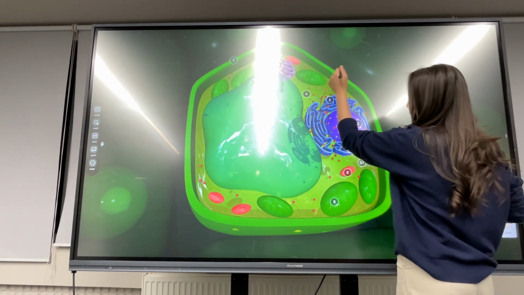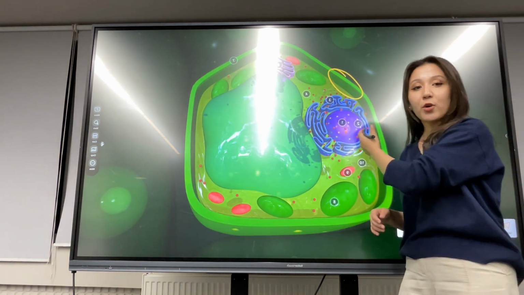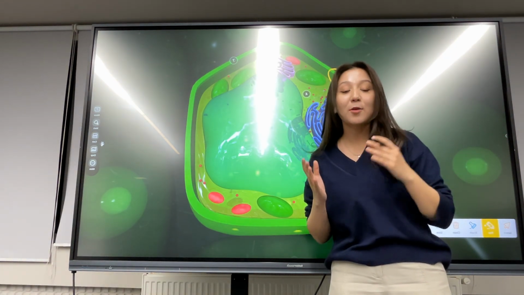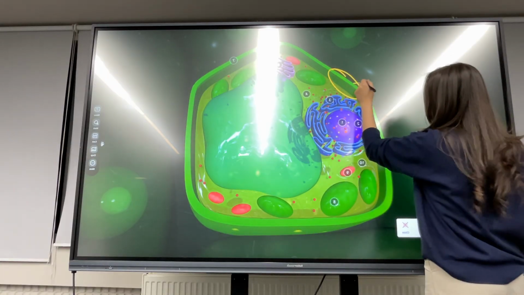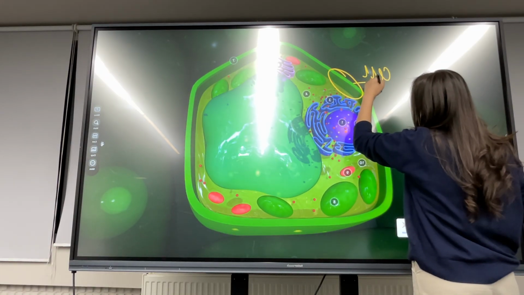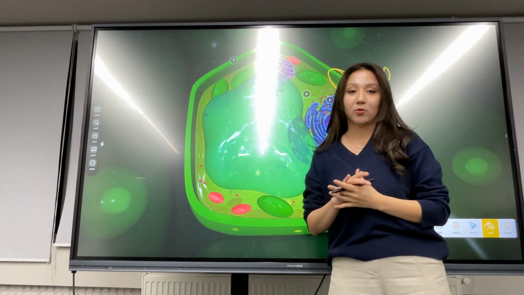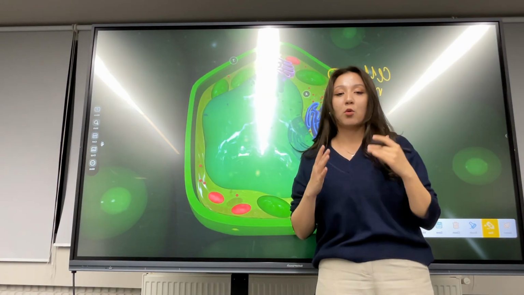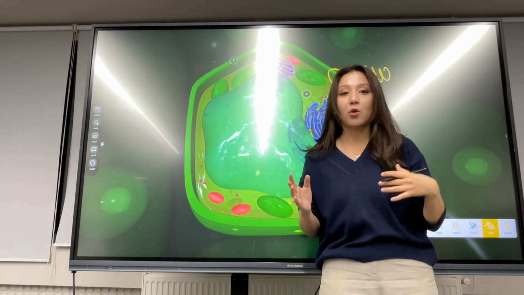From this picture you can see this outer layer of the cell called the cell membrane. Let me write it down here. The cell membrane is responsible for controlling what goes in and out of the cell.